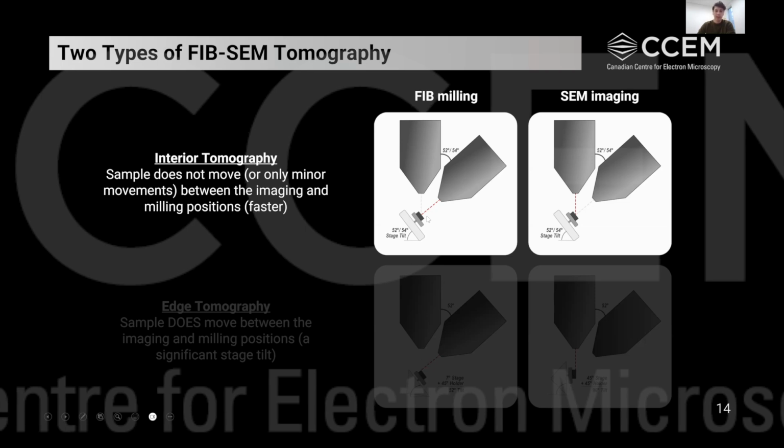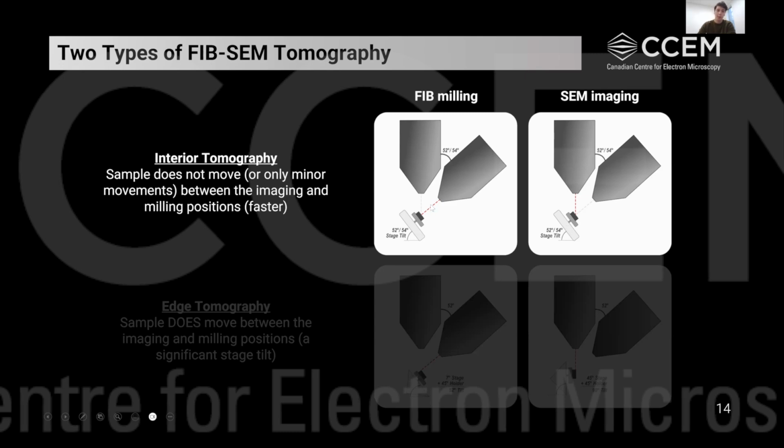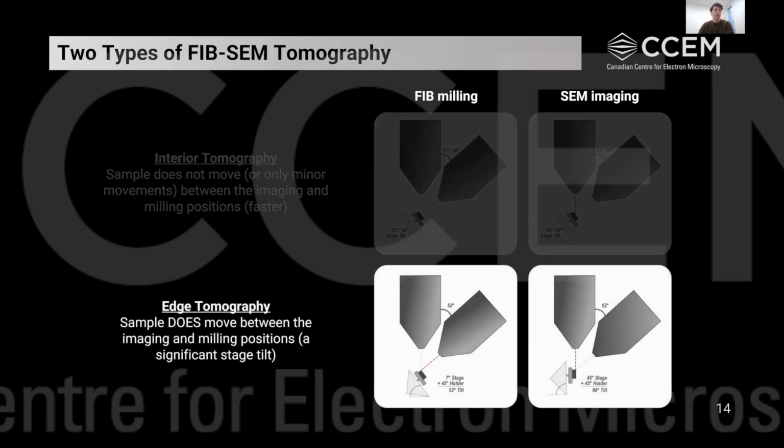So if we're doing our milling, our sample is oriented like this. Our ions are coming out of our ion column, and they're milling our sample. We can then switch to SEM imaging without movement of the sample to take a picture at this exact same stage position. We go back to FIB milling, we go back to SEM imaging, and so on and so forth across hundreds or thousands of slices. This tends to be a bit faster than edge tomography because we don't have to wait for the stage to move back and forth. So for edge tomographies, the sample actually does move between these imaging and milling positions.